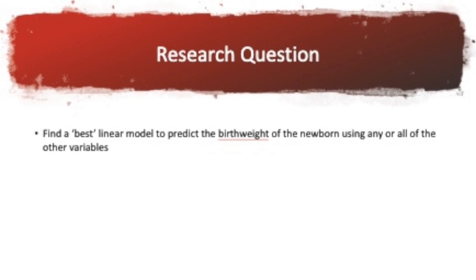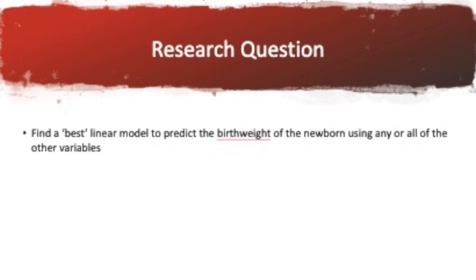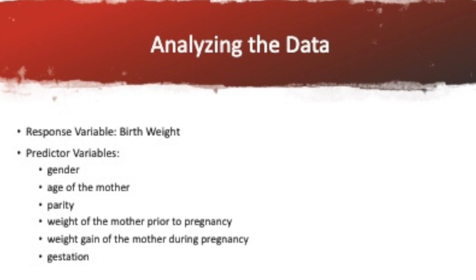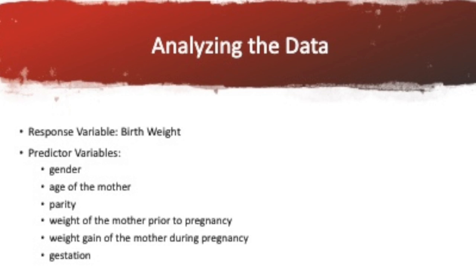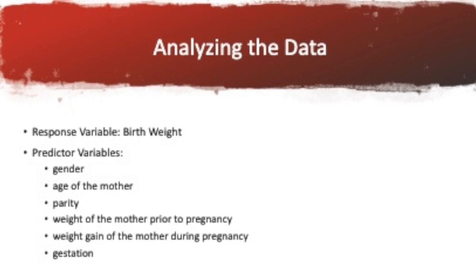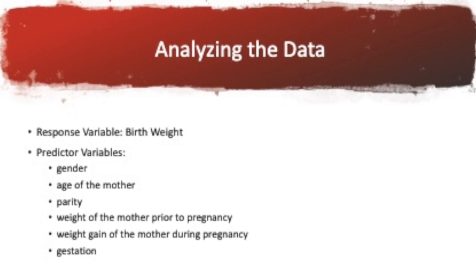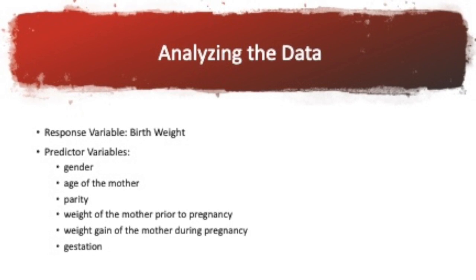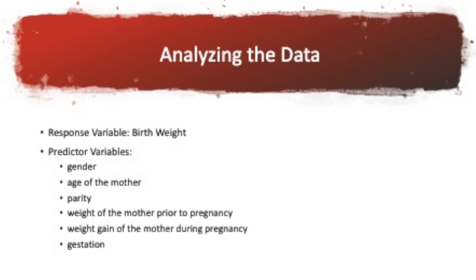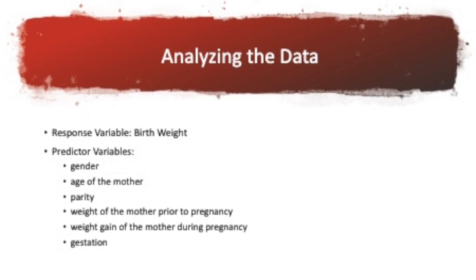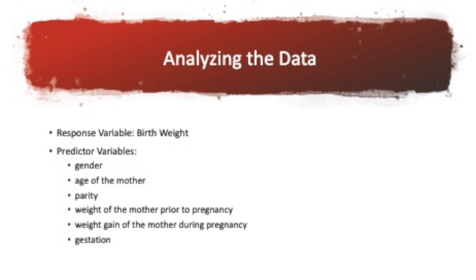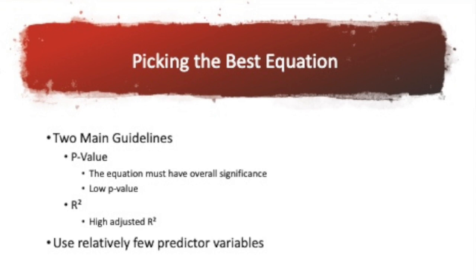Using these variables, we set out to find the best linear model to predict birth weights of newborns. First, we have to identify which of our variables are predictor variables and which is the response variable. In this case, because we are trying to predict the birth weights of a newborn, the birth weight is the response variable. Because all of the other variables pass the common sense test and are relevant to what we are trying to find out, all of the other variables are predictor variables.